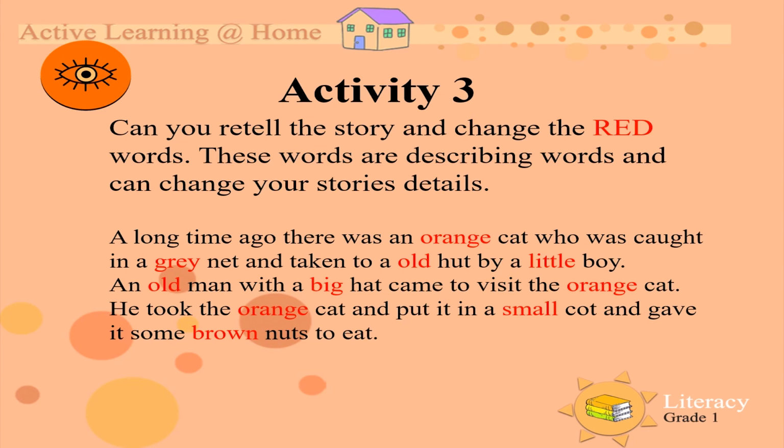If you look carefully, the story is again: a long time ago, there was an orange cat who was caught in a grey net and was taken to an old hut by a little boy. An old man with a big hat came to visit the orange cat. He took the orange cat and put it in a small cot and gave it some brown nuts to eat. So if you replace the red words with other describing words, it will make a little bit of a difference to your story.